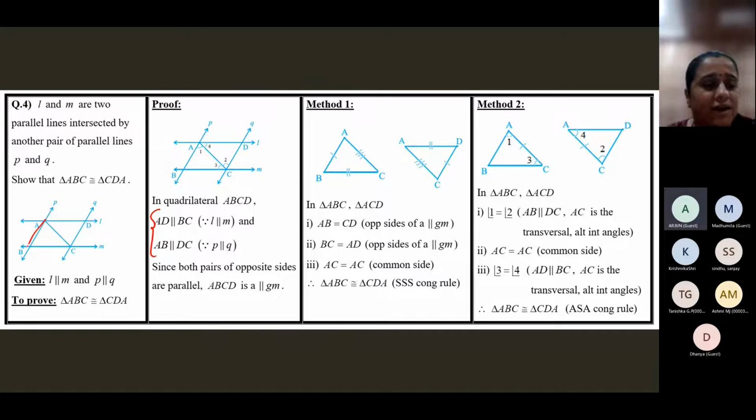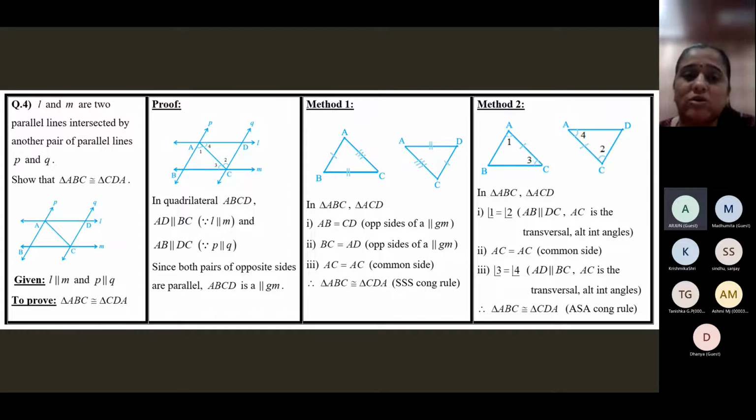we have that in quadrilateral ABCD, both the pairs of opposite sides are parallel. See here, one pair parallel, the other pair also parallel. So since both the pairs of opposite sides are parallel, ABCD is a parallelogram, because AD is parallel to BC and AB is parallel to CD. So we proved that this is a parallelogram. Now that it is a parallelogram, you can use all the other properties of a parallelogram. They may not be given in the question for you, but you've proved it's a parallelogram. So you can use all the properties of a parallelogram.